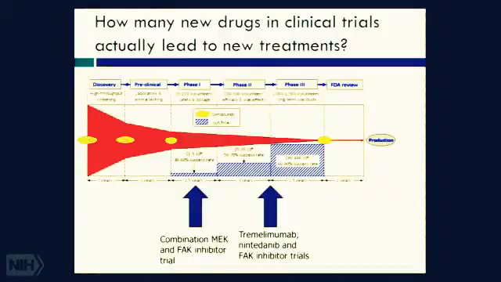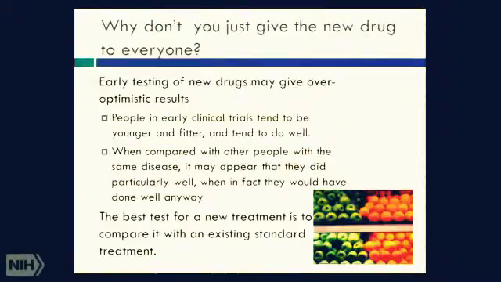How many new drugs in clinical trials actually lead to new treatments? Well, there is a bit of a funnel here. We've got discovery for agents that might look good in the laboratory and animal testing, then going through to phase 1, which is the first point at which human volunteers might be involved. Still, even those drugs that make it through to phase 1 and then phase 2, often testing in more specific tumour types, a smaller number will make it through to routine clinical care.